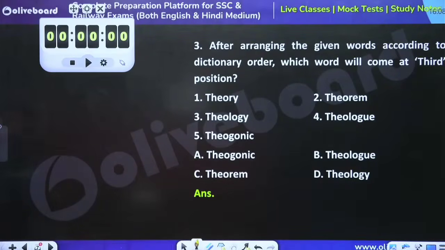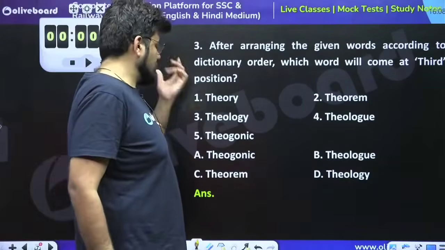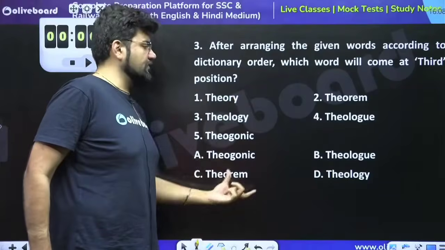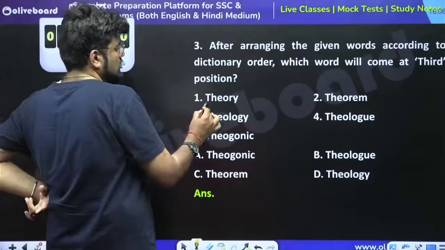See, observe quickly, okay, guys. Where are we going wrong? What we are doing here is that we are trying to arrange everything in dictionary order. Don't do that. Quickly just look at the different letters. So, Theo is the same everywhere.